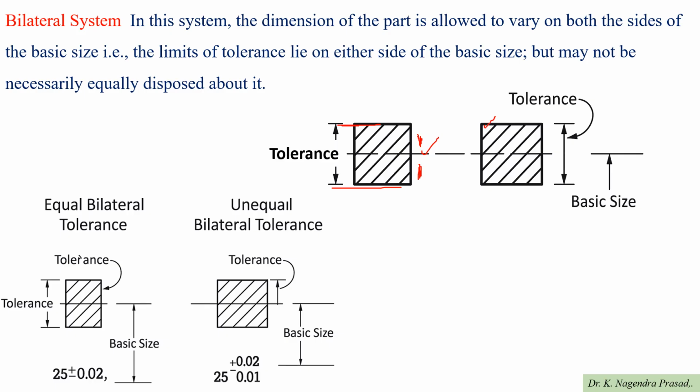Sometimes the tolerance zone varies equally, but sometimes it may not be equal. If the tolerance zone varies equally with respect to the basic size, we call it the equal bilateral tolerance system. If the tolerance zone does not vary equally with respect to the basic size, we call it the unequal bilateral tolerance system.